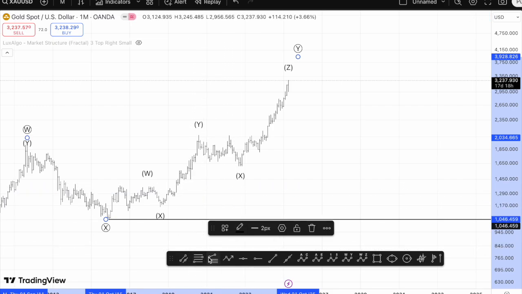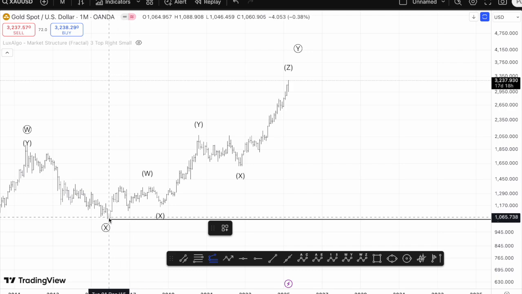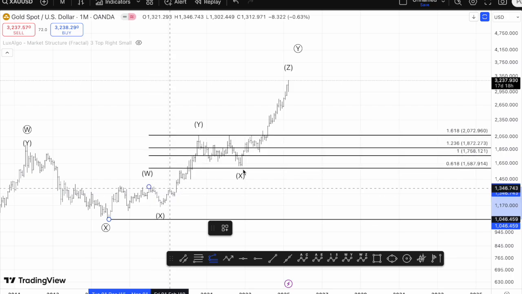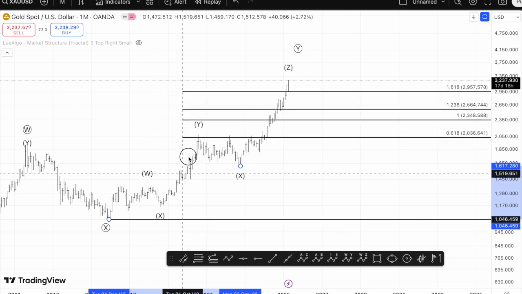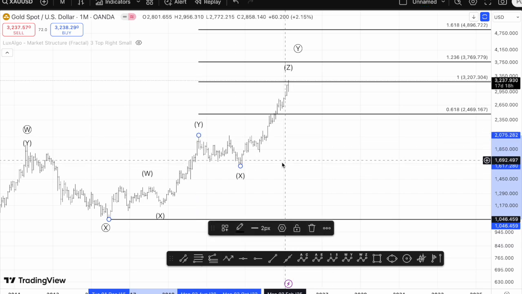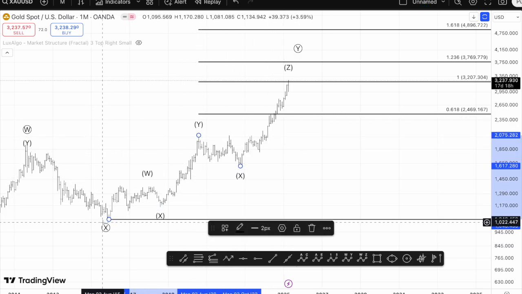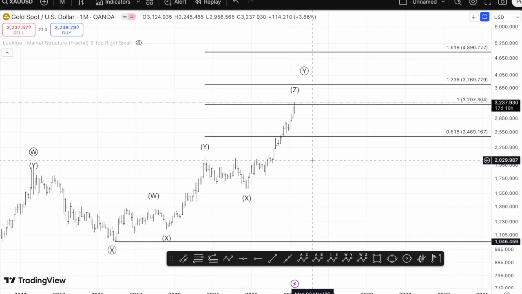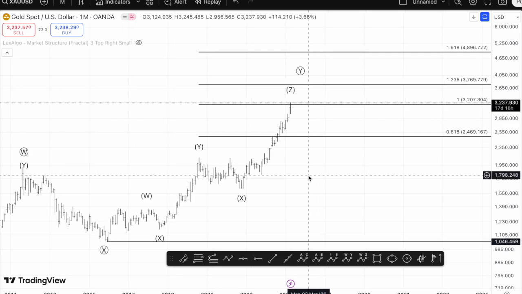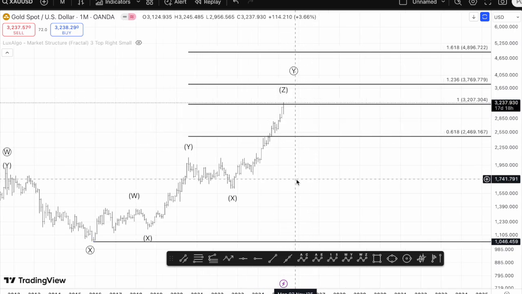So in terms of the targets for this leg, we can say, yeah, we can use this wave W, and as you can see, the targets are way past the criteria for this way of picking the targets. So I'm just going to have to go do this. Now, in this way, I'm just using the summation of W and Y as the reference to get a projection for the targets of leg Z. Now, basically, this is what we're looking at right here.